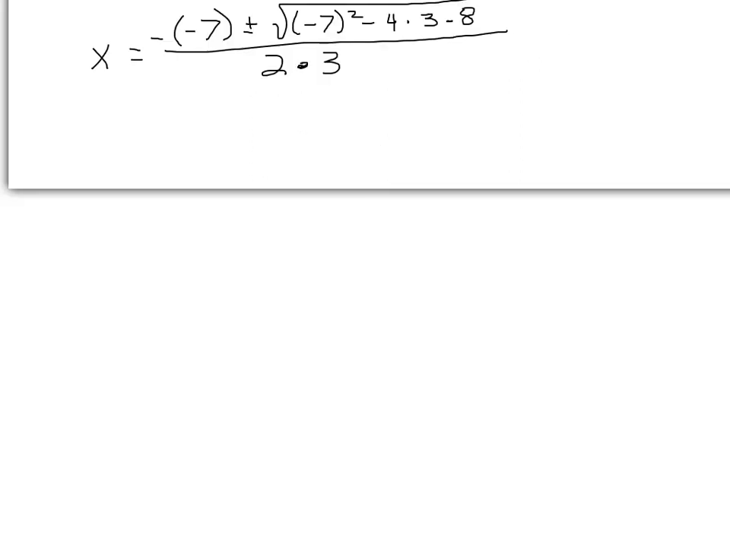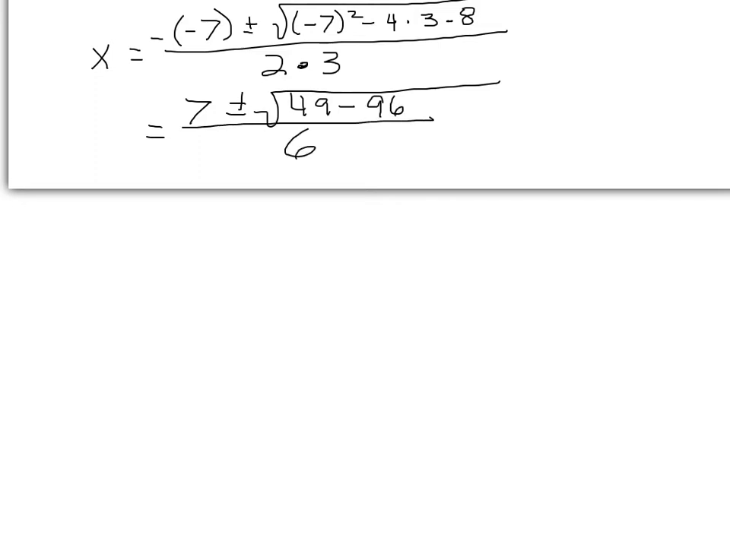So that's going to equal positive 7 plus or minus the square root of 49 minus 4 times 3 is 12, 12 times 8 is 96, over 6. So we continue on. So we get 47 under the radical, and it's a negative, over 6.